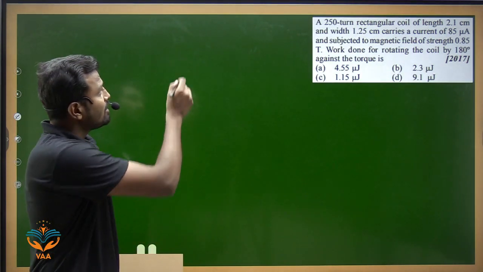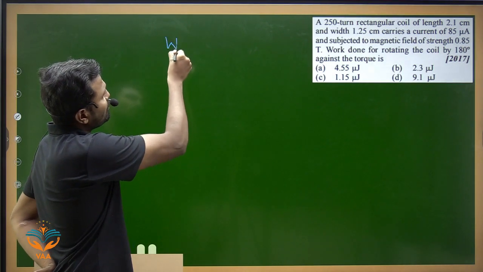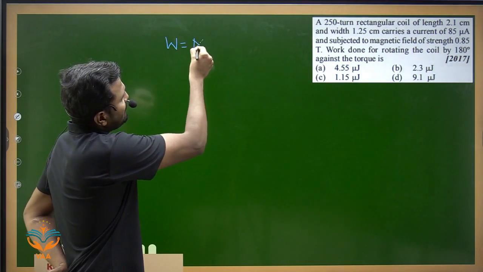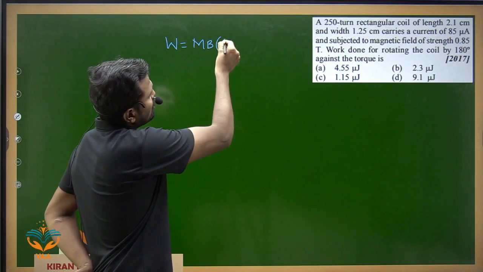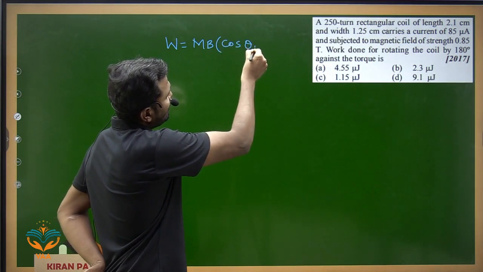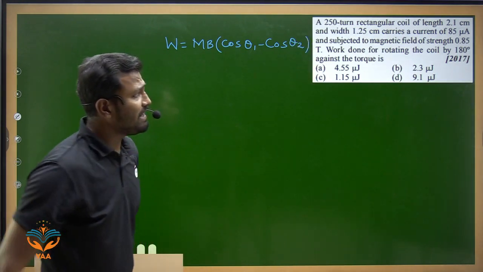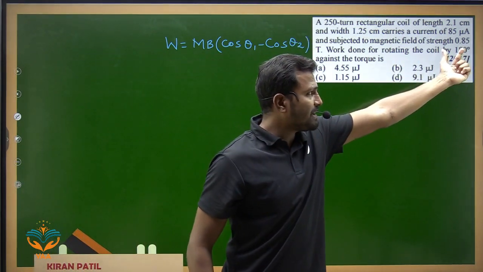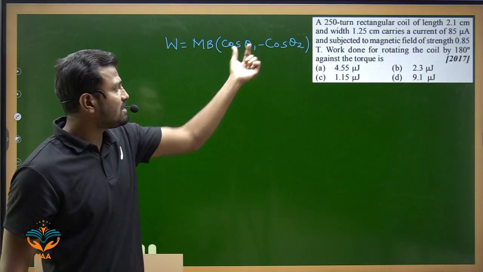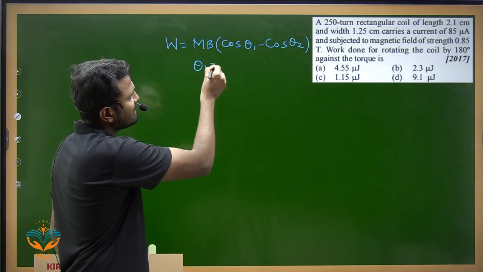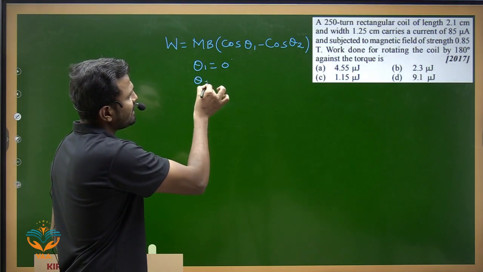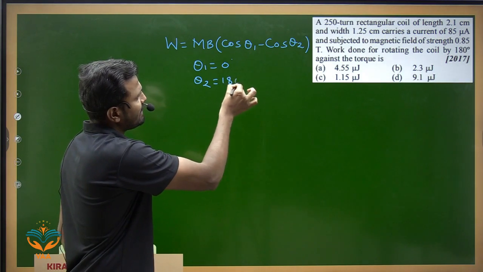Okay, so work done. We know the formula of work done. What is the formula for this work done? We write MB into cos theta 1 minus cos theta 2. Fine. Initially it is rotated by 180 degrees. That means initially theta 1 is equal to 0 degrees, theta 2 is equal to 180 degrees.